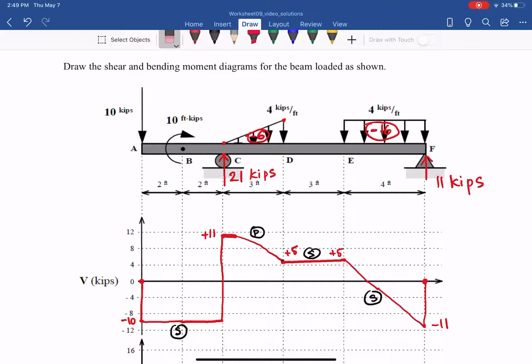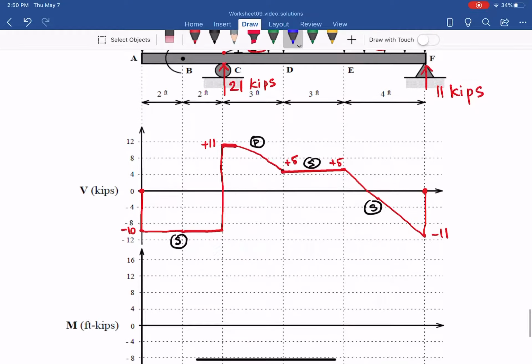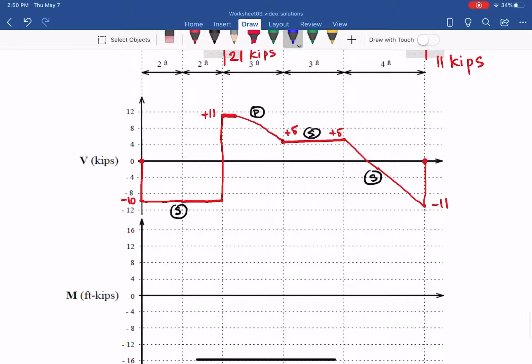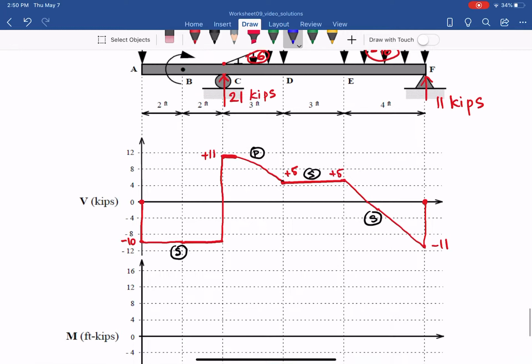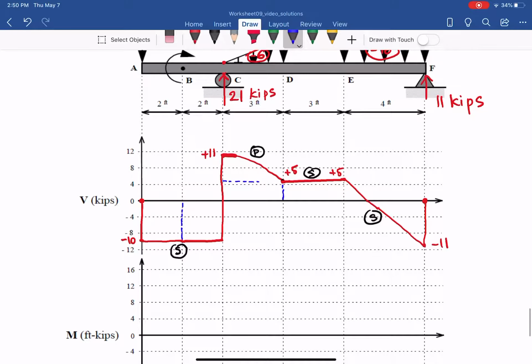Okay, so that is the shear diagram. And now the moment diagram. Before we look at the moment, to find out the areas, let's divide some here, some there, to get the area for each portion.